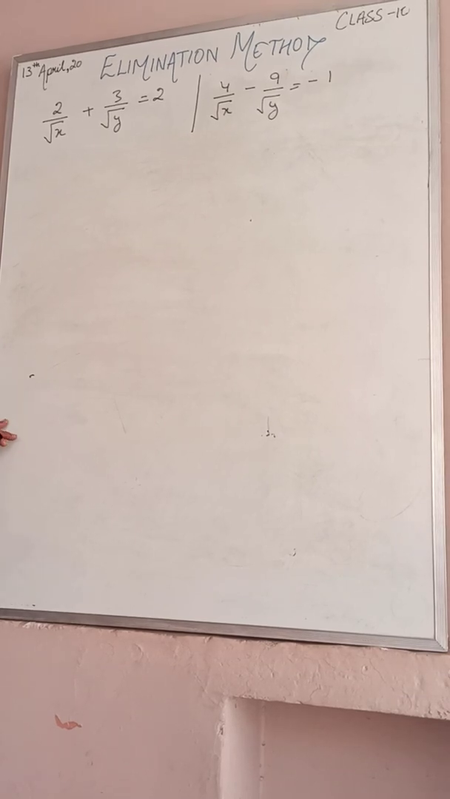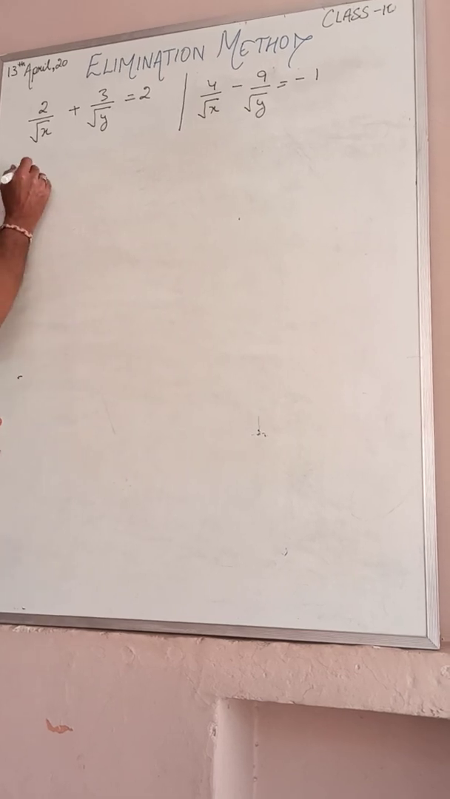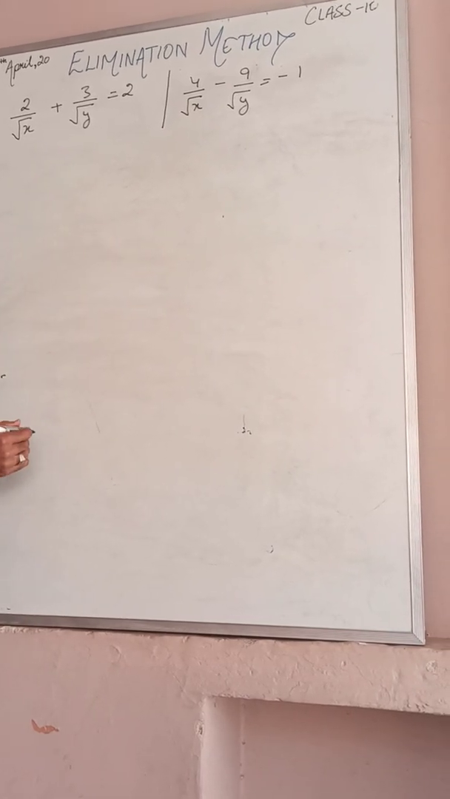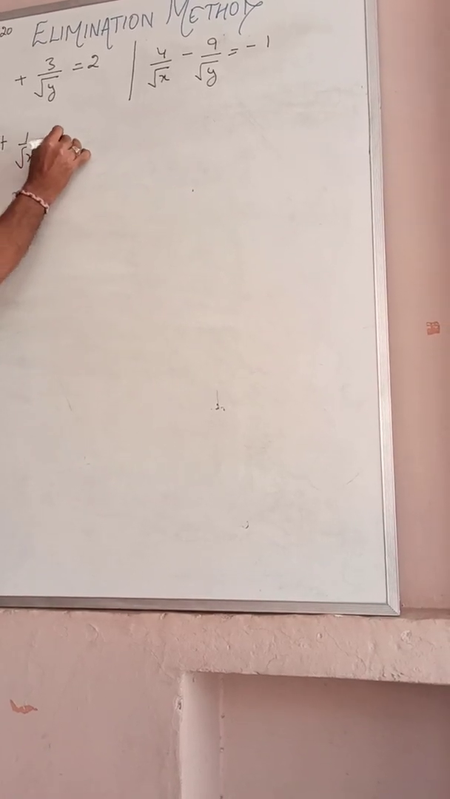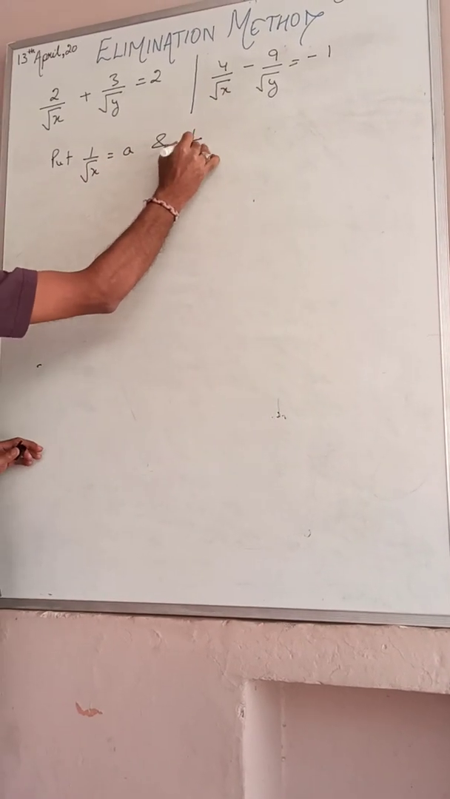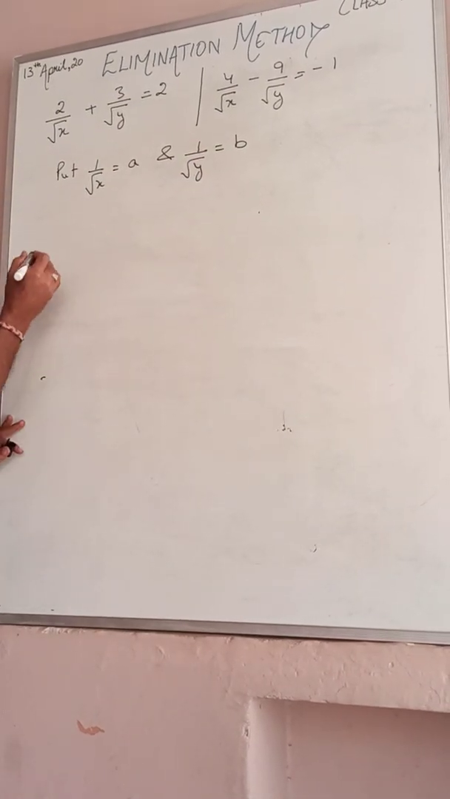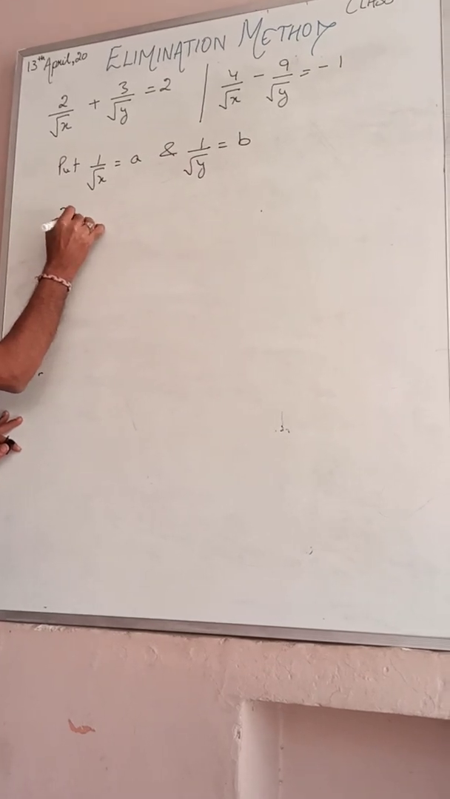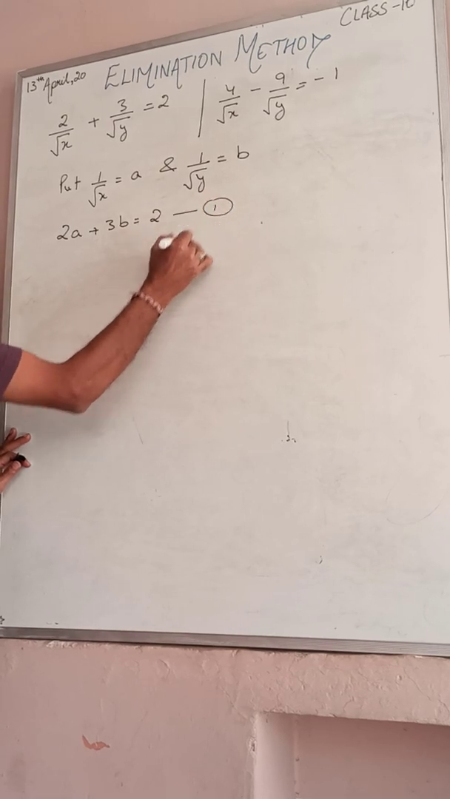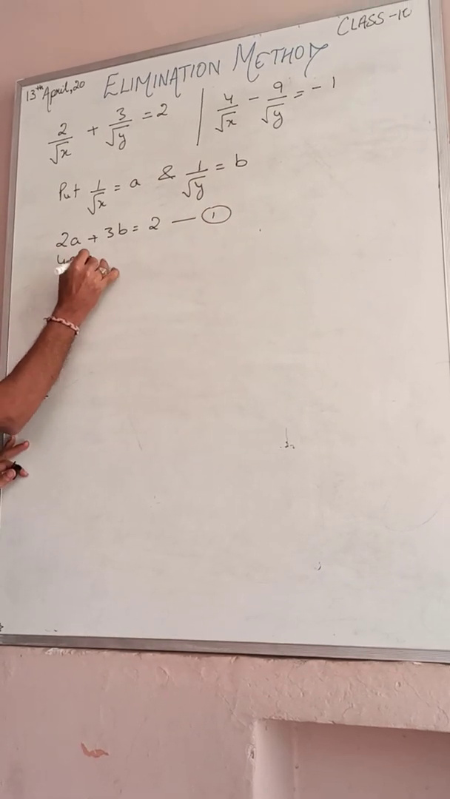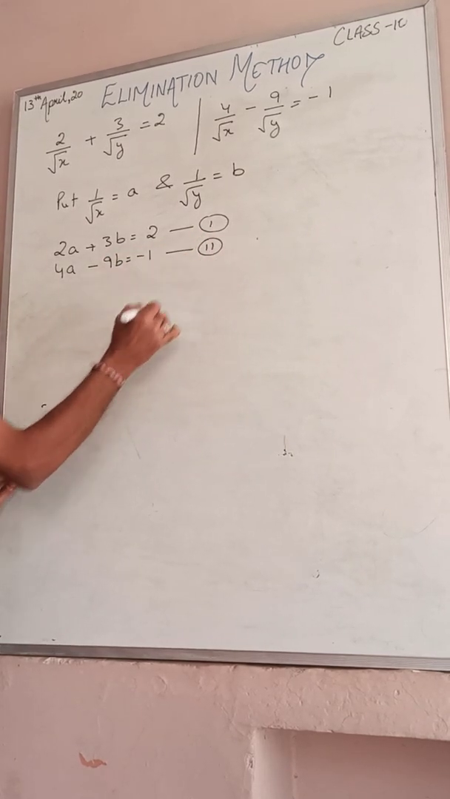Let us take another typical example which can be easily solved by using the elimination method. In this, I have written two equations given to us. Put 1 upon root x equals a and 1 upon root y equals b. On putting these values, the equation becomes 2a plus 3b equals 2, which I mark as the first equation, and 4a minus 9b equals minus 1, which I mark as equation 2.